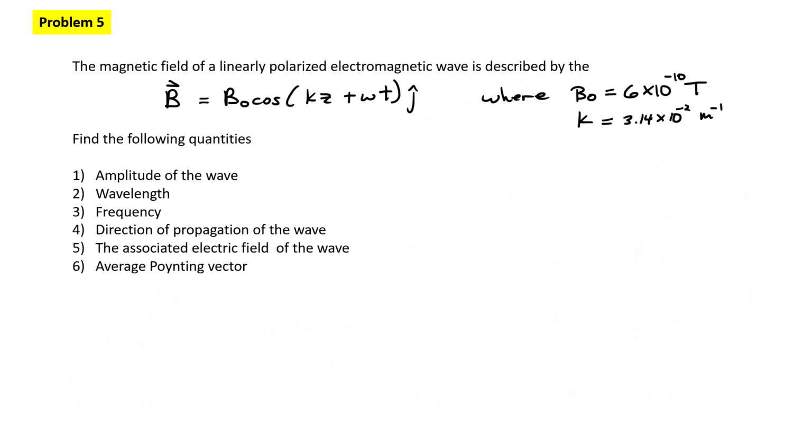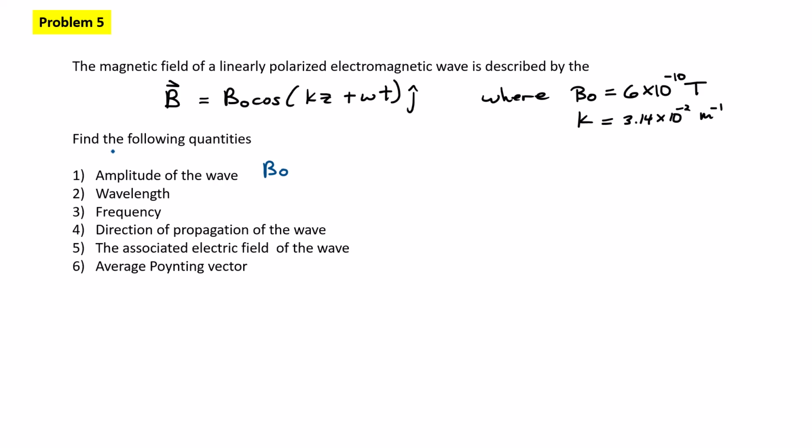Problem 5 says the magnetic field of a linearly polarized electromagnetic wave is described by this expression. The amplitude of that wave is 6 times 10 to the minus 10 Tesla, and our wave number is 3.14 times 10 to the negative 2, 1 over meters. Let's find all of these quantities that characterize this wave. The amplitude of the wave is simply our number B0. That's the definition of it.